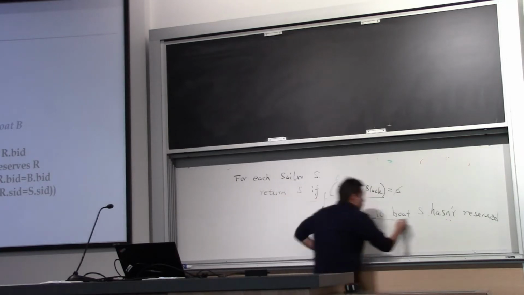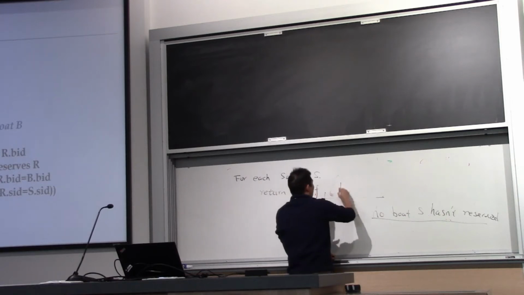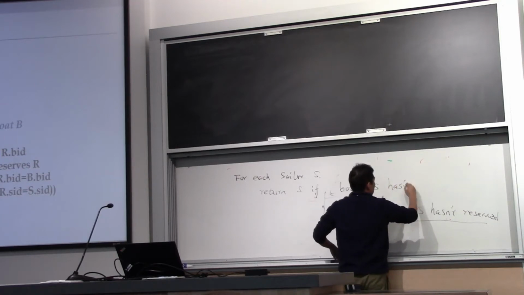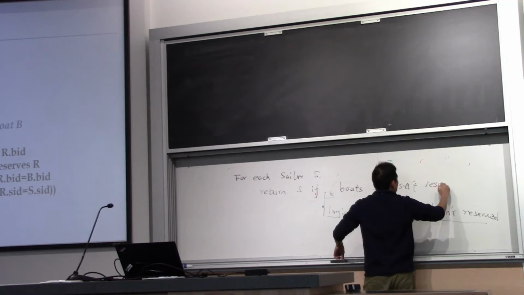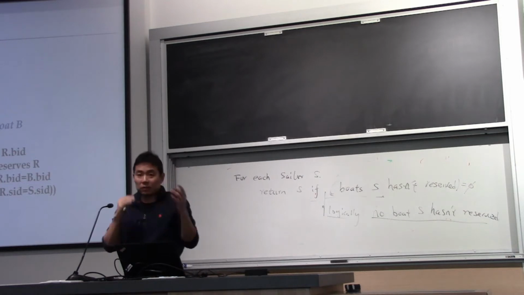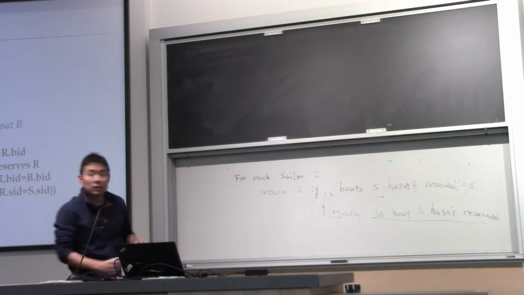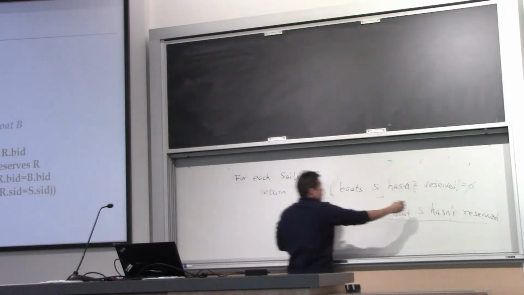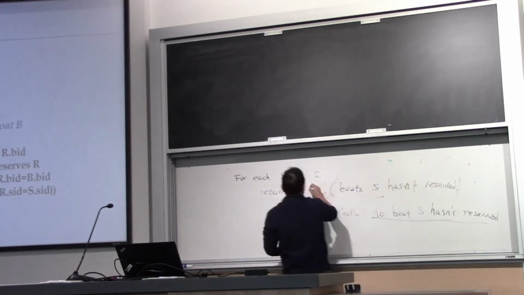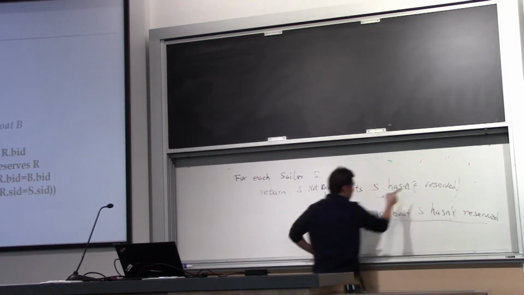But no boats S has not reserved is the same as saying the boats S has not reserved equal an empty set. That means the sailor has reserved all the boats. You follow this idea? So what I'm doing in my inner block, if this is equal to the empty set, simply means not exist, of this, the boats S has not reserved.